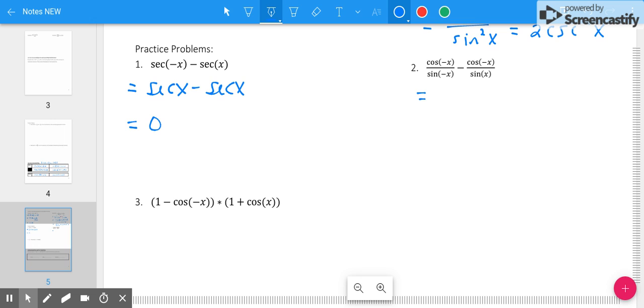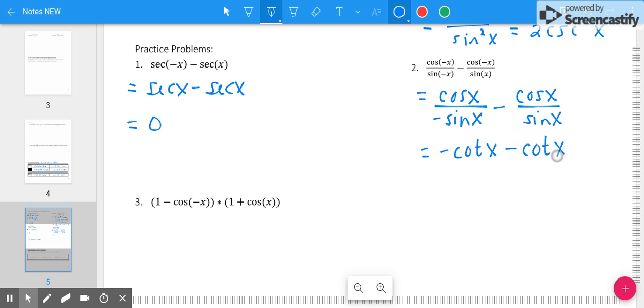Our second example, we have cosine of negative x, that goes poof, over sine of negative x, that needs to come out in front. In the next set, we have cosine of negative x, again, that goes poof, because it's even, and just a regular sine x. From here, a couple different things that you could do. One way to keep simplifying is to change the cosine x over sine x to cotangents. So we would have negative cotangent x minus another cotangent x. So simply put, we have negative 2 cotangent x for our final answer.